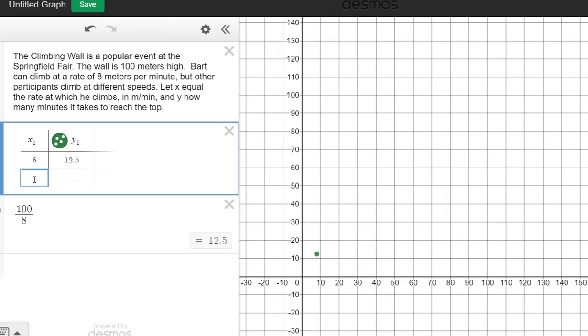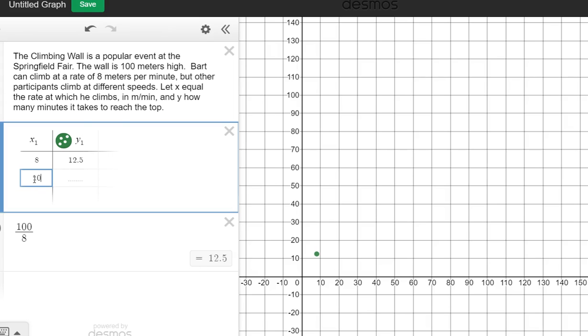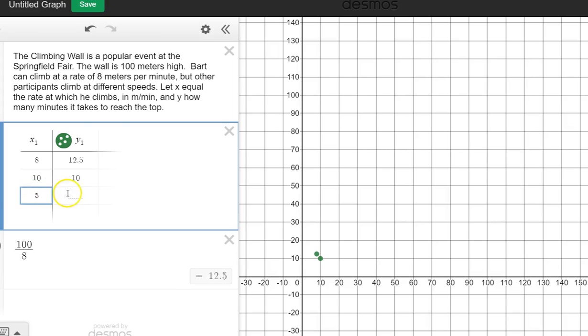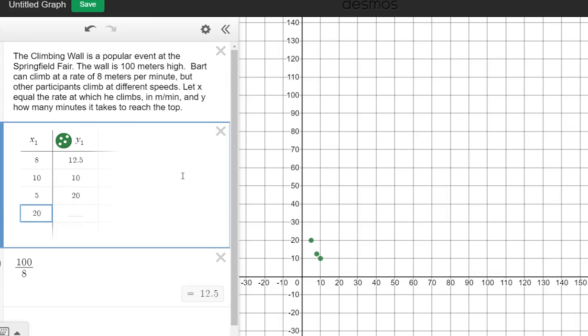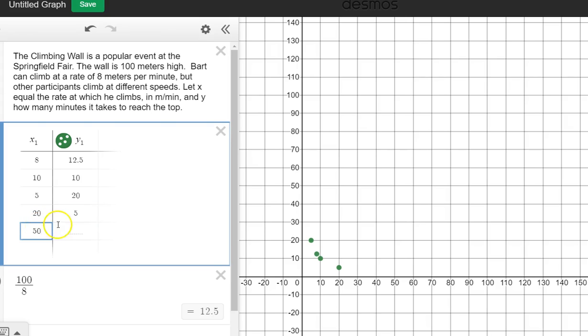Let's think of some other times. If a person could climb at a rate of 10 meters per minute, it would take them 10 minutes to reach the top. If a person climbed at a rate of 5 meters per minute, it would take them 20 minutes to reach the top. What if they were faster? What if a person was able to climb at 20 meters per minute? Well, then it would only take them 5 minutes to reach the top. What if a person could climb at a rate of 50 meters per minute? Well, then it would only take them 2 minutes to reach the top.